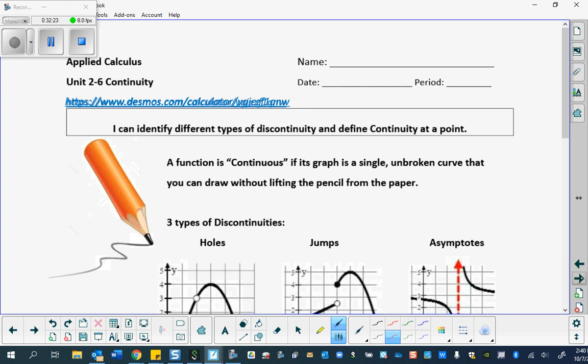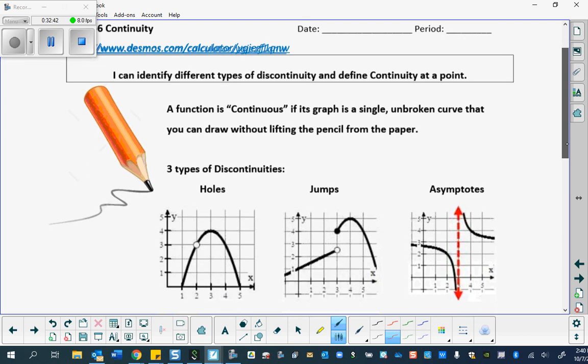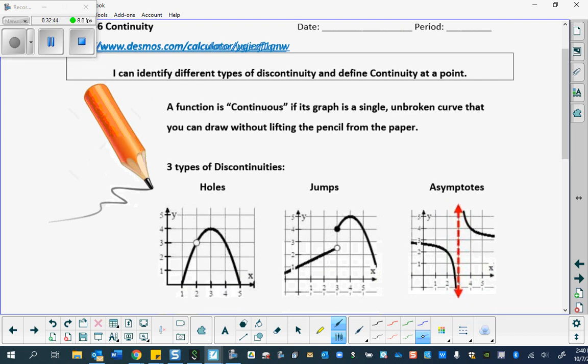Alright, so a function is continuous if its graph is a single unbroken curve that you can draw without lifting the pencil from the paper. So give yourself a couple examples of functions that you know are continuous. Your linear function, continuous. You thought it meant it went on forever and ever. So as long as you can draw the whole thing without picking up your pencil.